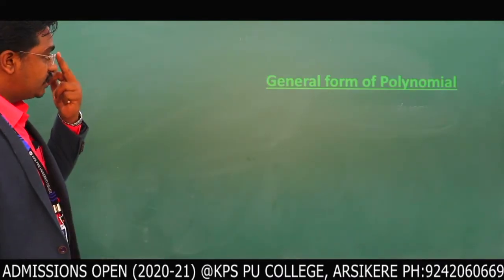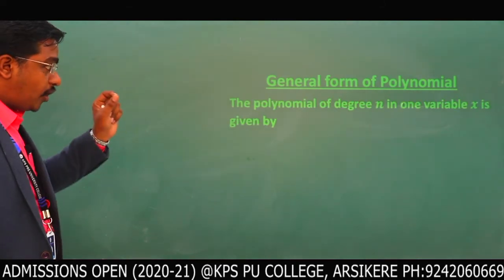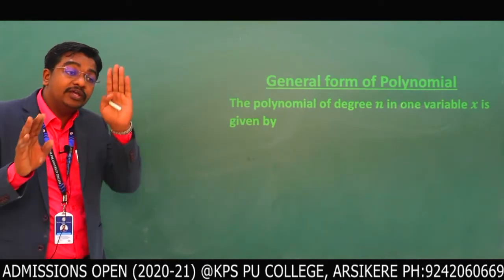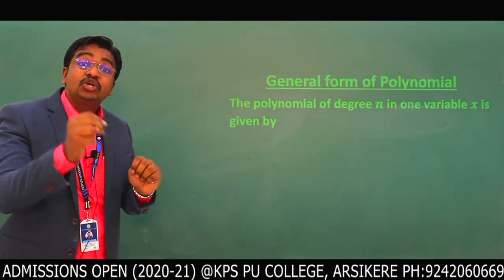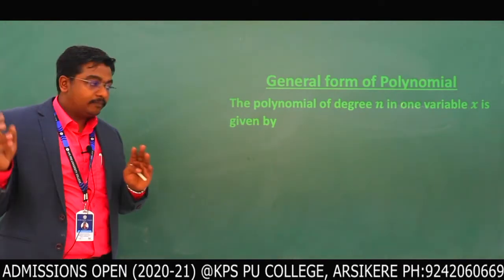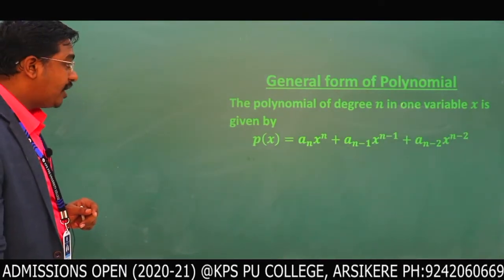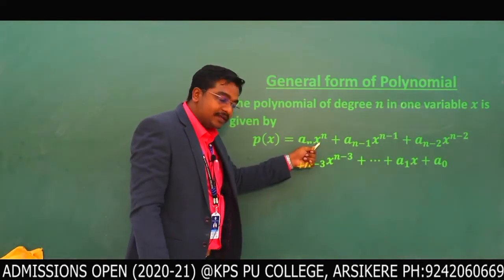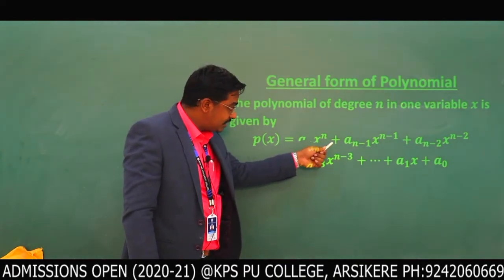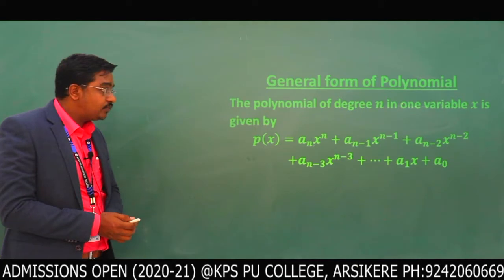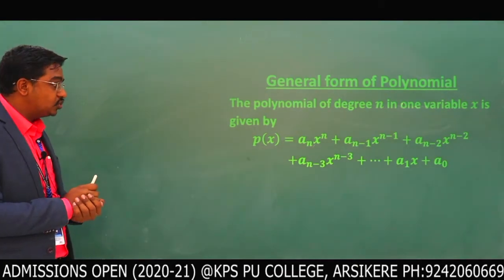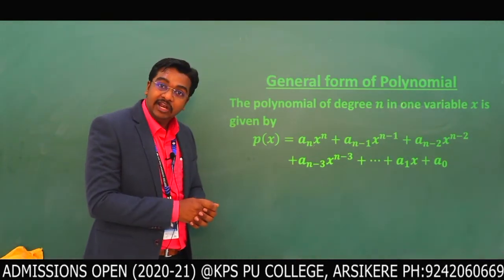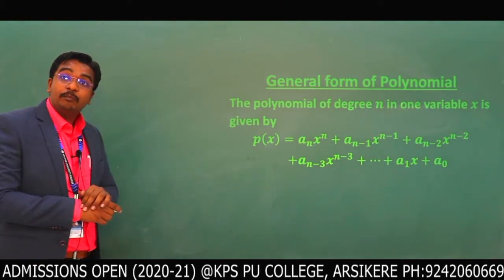Let us see the general form of polynomial. The polynomial of degree n in one variable x, we take the variable as x. Suppose x plus y, that is also linear having two terms, x and y. It is given by p of x is equal to, just observe here, a suffix n x power n, where an represents a constant here, plus an minus 1 x power n minus 1 plus an minus 2 x power n minus 2 plus an minus 3 x power n minus 3 plus and so on, plus a1x plus a0. So this is called the general form of the polynomial of degree n.